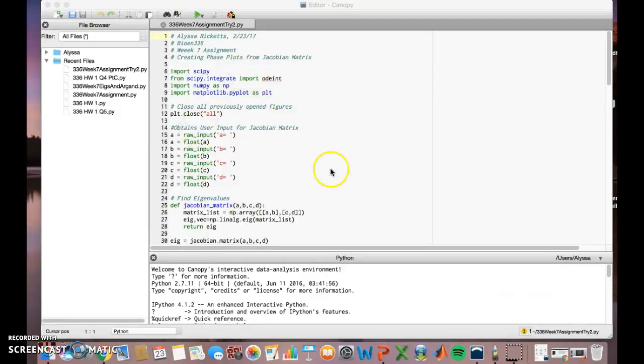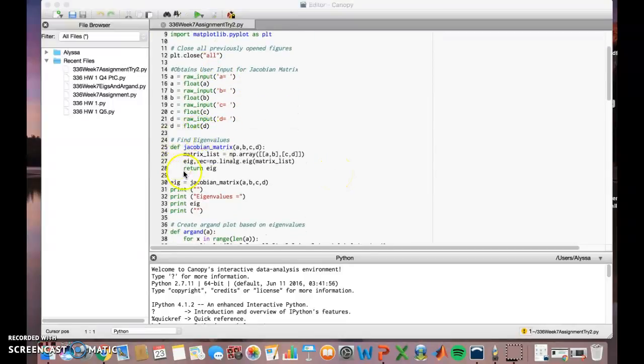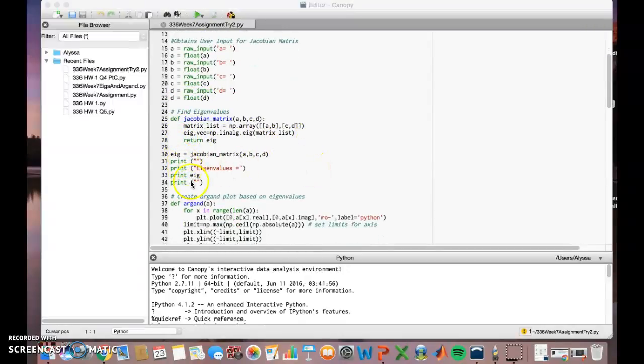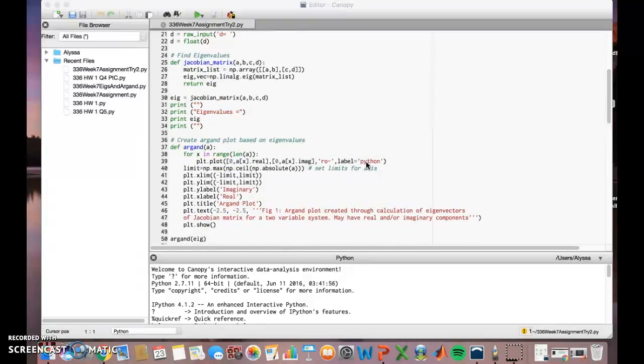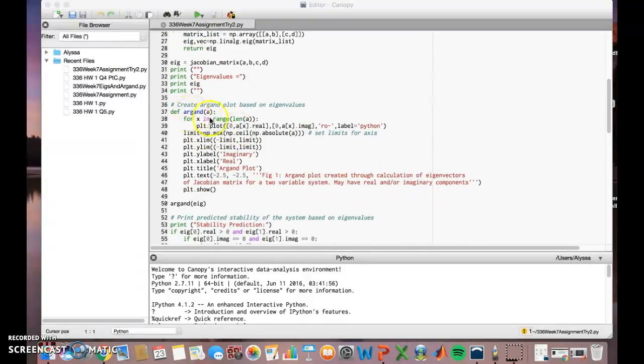Great, so here you'll see my code. Just run through it really quick. So we're going to obtain user input for that Jacobian matrix we just talked about. So the user could input any values for the A, B, C, D components of a 2x2 matrix. Then we're going to calculate the eigenvalues of that matrix, and we'll print those out to the user just so they know what those values are. Then we're going to go ahead and create our Argand plot. So I'm going to separate these eigenvalues into their real and imaginary components here, and I'm going to plot real versus imaginary on this plot here.